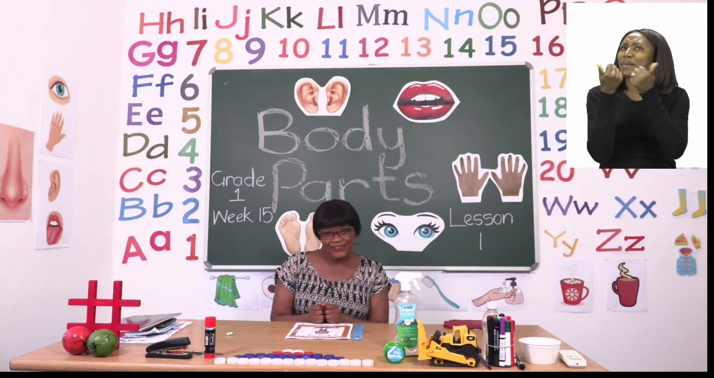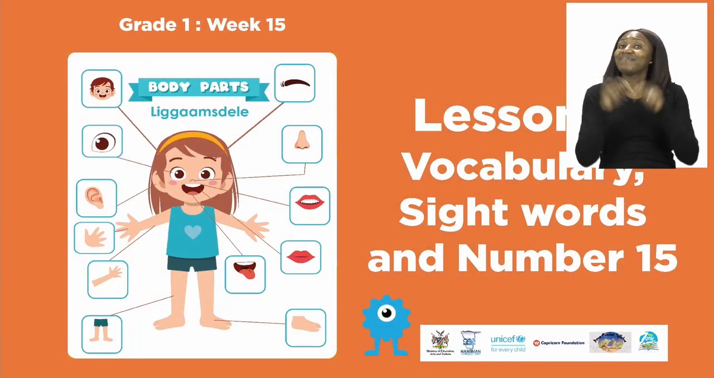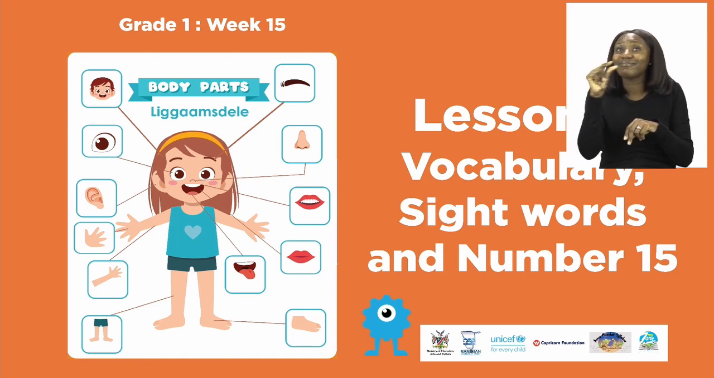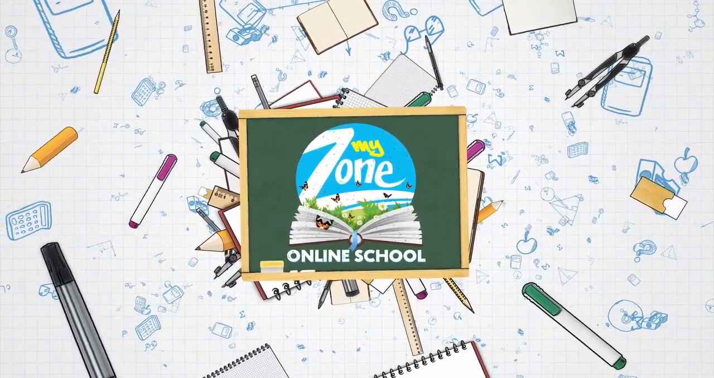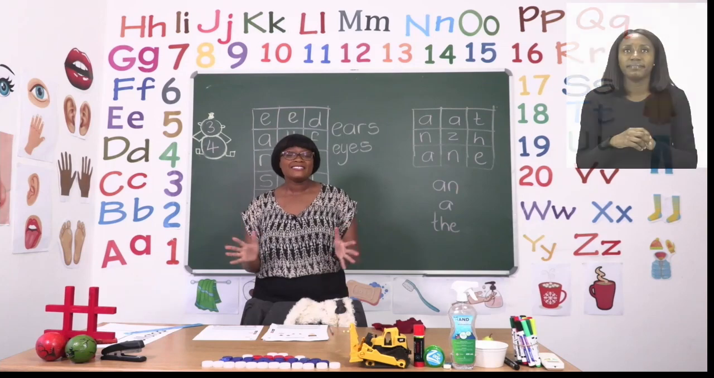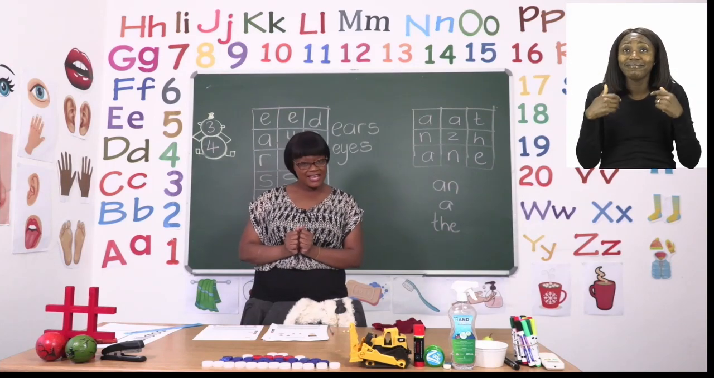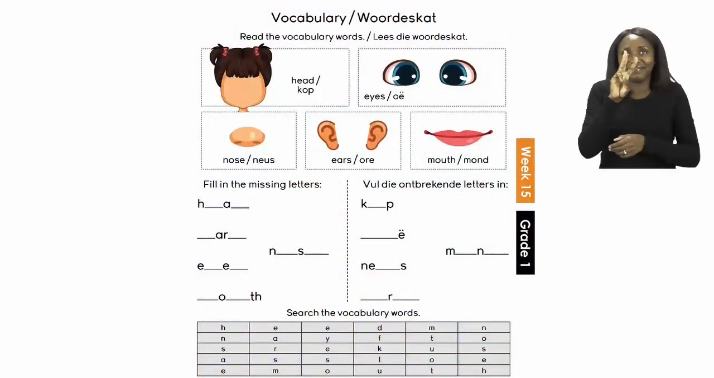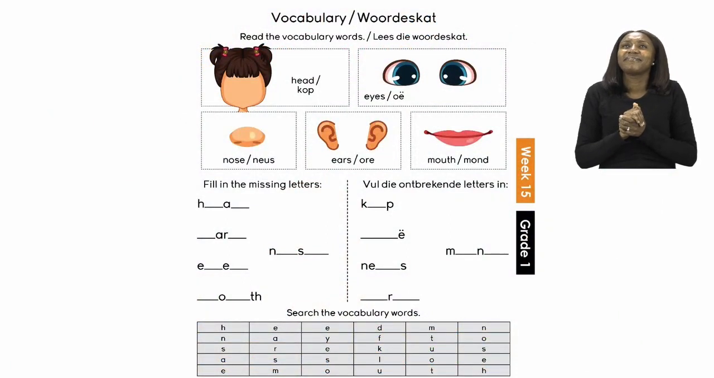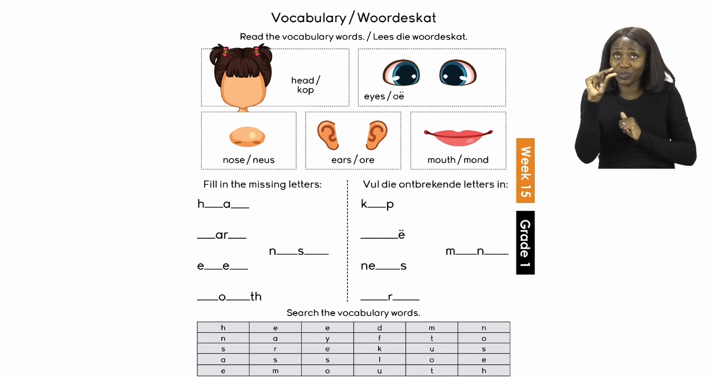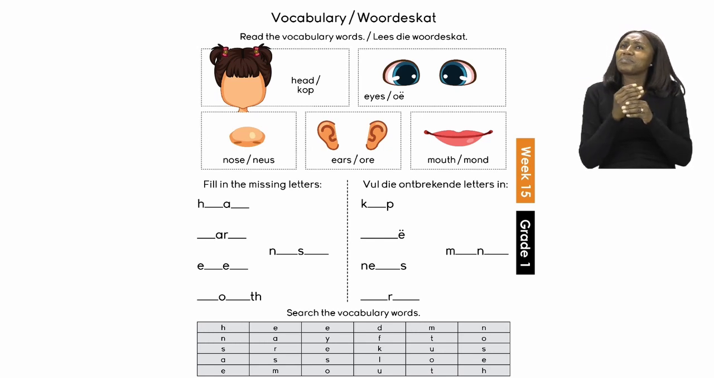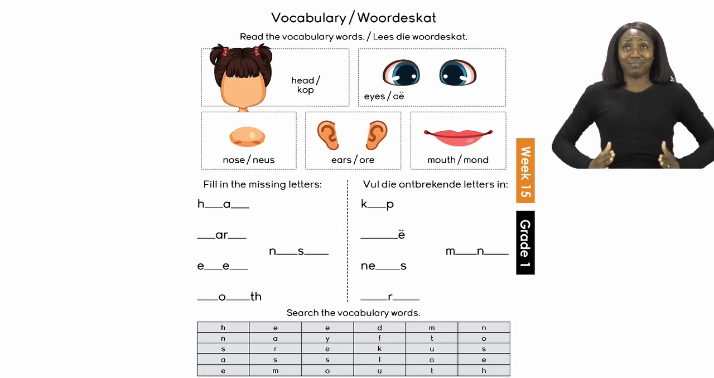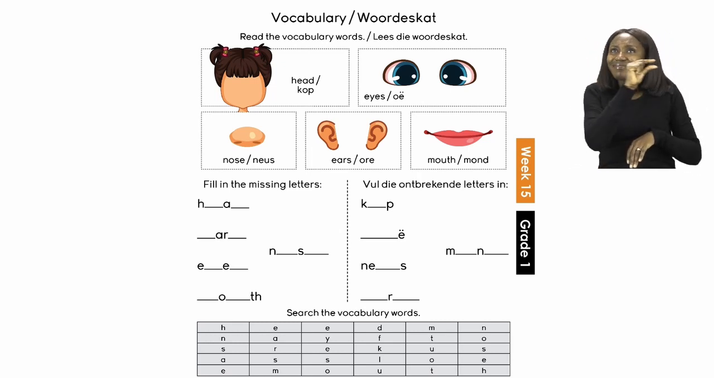Yay! Good job, everyone! For today's lesson, we will be talking about vocabulary, sight words, and the number 15. We are going to start this lesson, boys and girls, by going to page 3. On page 3, we are doing our vocabulary words. Now, this week is all about our body parts. So, we need to first know the words before we continue with other lessons.